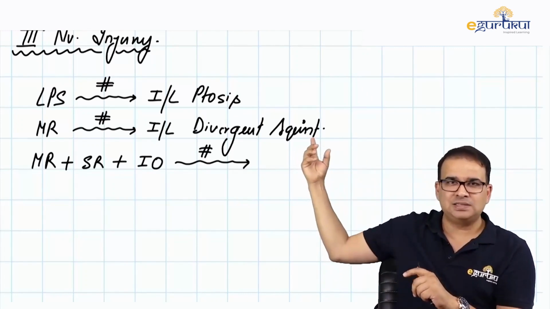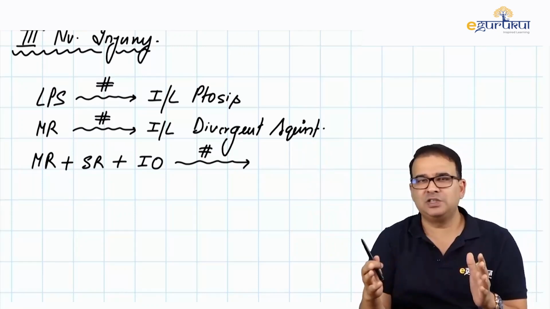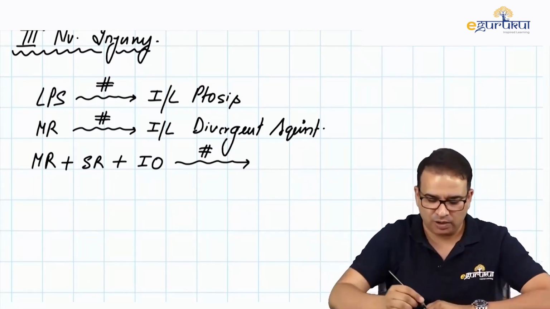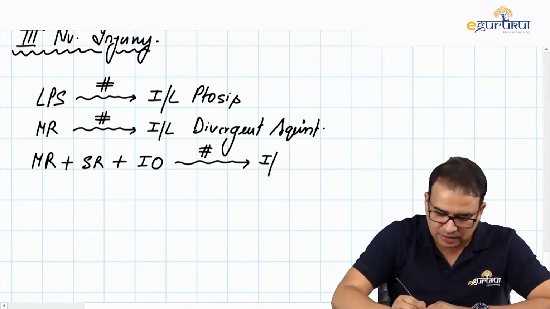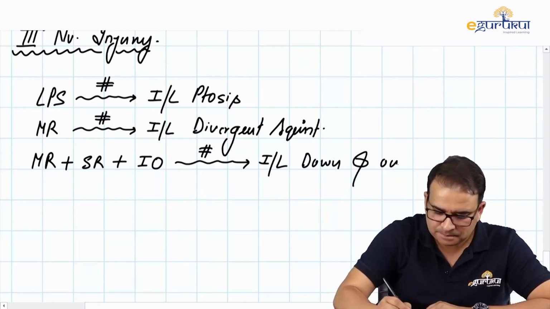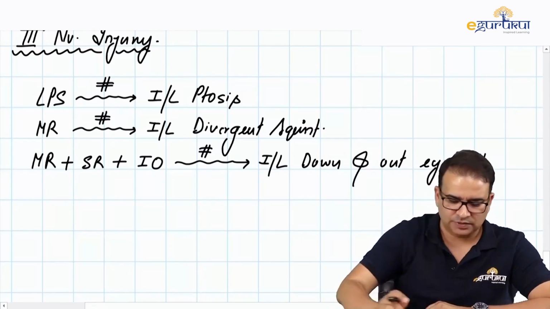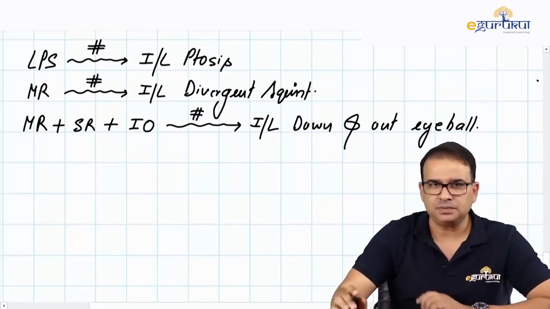We already said out, that is divergent squint, and that's why in third nerve injury we usually say that third nerve injury leads to the ipsilateral down and out eyeball. Ipsilateral down and out eyeball because of the third nerve palsy. Right?